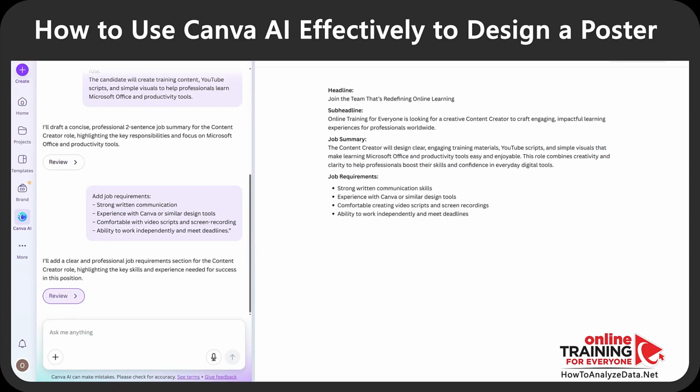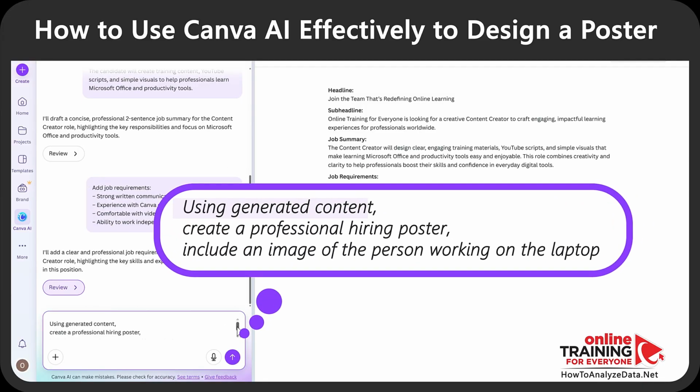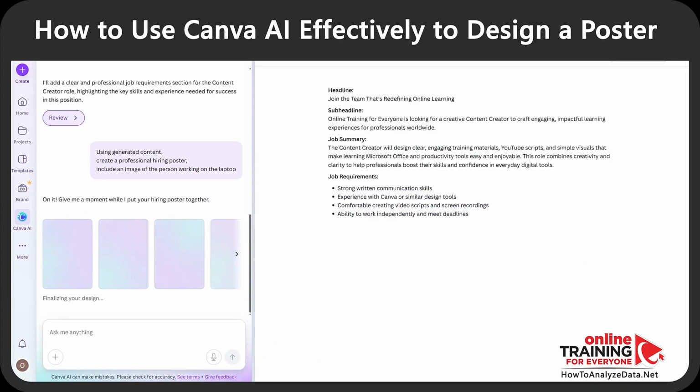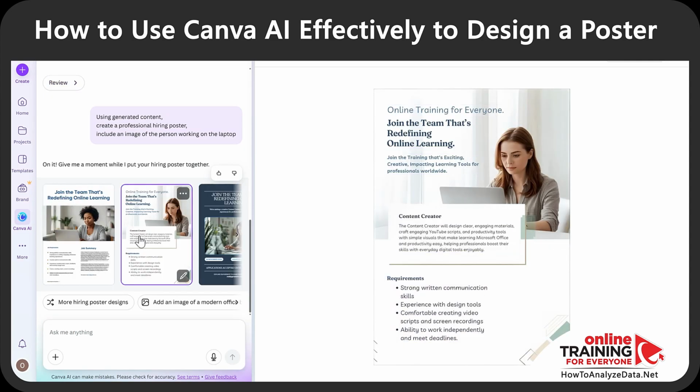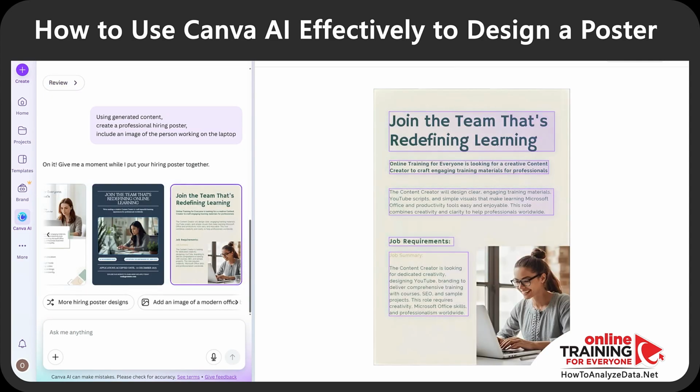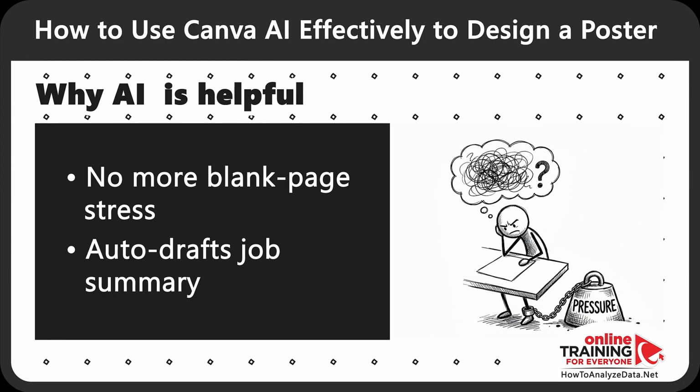I think we're at the point when we're ready to create an actual poster. Using generated content, create a professional hiring poster. Include an image of the person working on a laptop. And in seconds, you got multiple versions of posters you can start using immediately. Obviously, every poster design is editable, and you can start making changes immediately in the template that you selected for the final work. Here's why AI is helpful in this process.